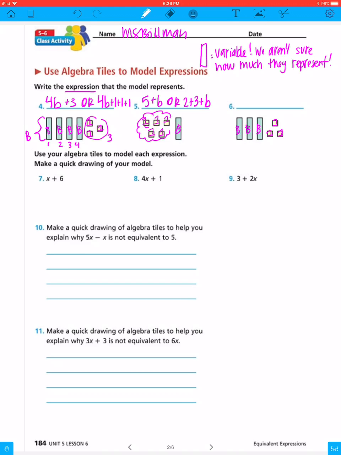Okay, press pause, try number 6 on your own. All right, we're back. Okay, so for number 6, I wrote 3b plus 3, or you could write 2b plus 1b plus 3. So many options.